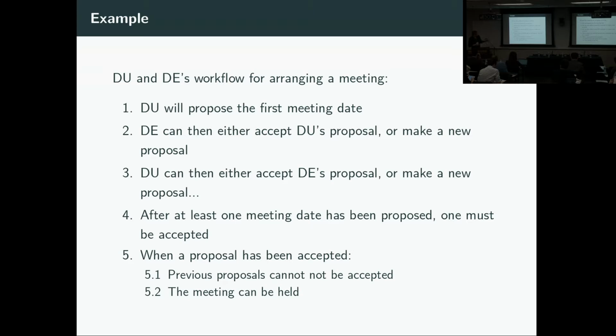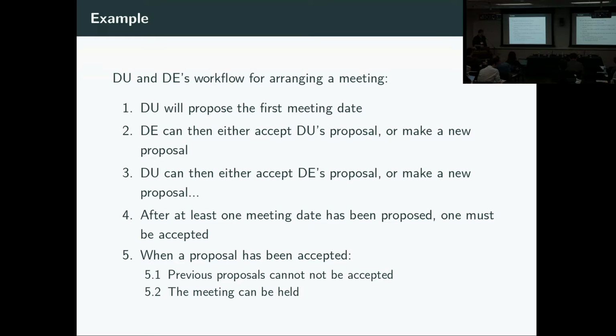Okay, so this is the example workflow we'll be going through. We have Danish Unions and Danish Employers, where this is a simplified version of how they arrange a meeting. They have agreed that Danish Unions will propose the first meeting date, and then Danish Employers can either accept this or make a new proposal. They can keep on doing this. Then Danish Unions can propose a date, and Danish Employers can accept or make a new proposal, and they can keep on doing this. But at some point, the other party has to accept one meeting date.